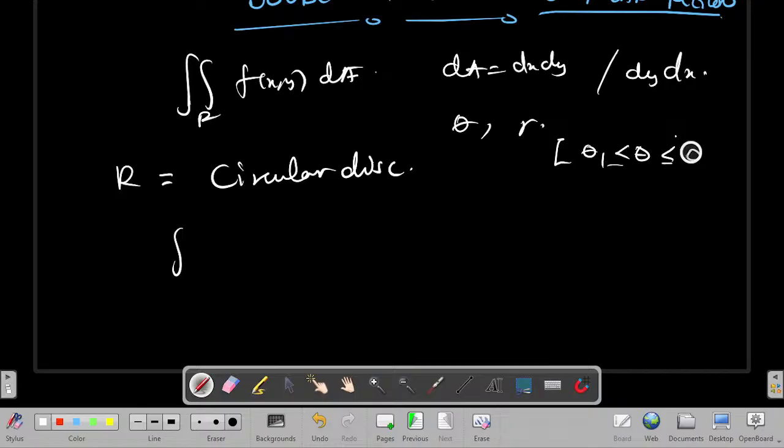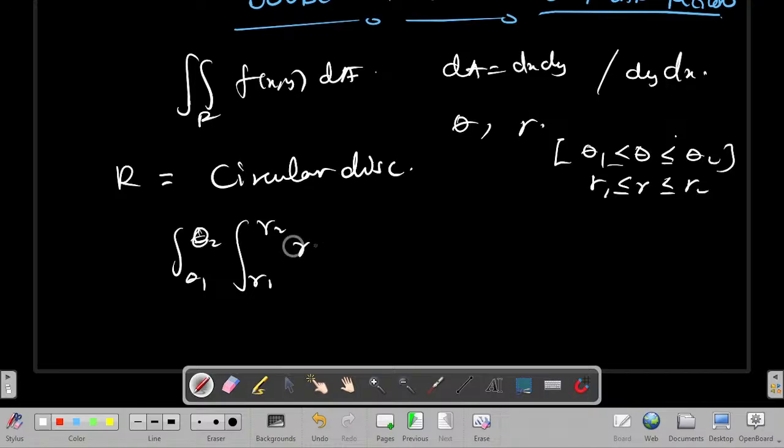I have r greater than or equal to r1, less than or equal to r2, and theta 1 to theta 2. So always your theta is out. Please check the algorithm. Always theta is out, followed by your r1 and your r2. And you have a function of r, right?